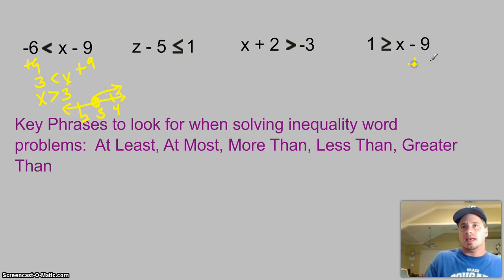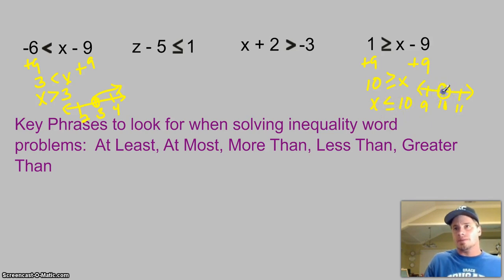Okay, I'm going to add 9 to both sides here, plus 9. I've got 10 greater than or equal to x. Well, let's flip this around and make it x less than or equal to 10. Okay, I'm going to graph this. I've got 10 here. I've got 11, and I've got 9. I'm going to circle, and I see that I have an equal sign there, so I have to color this in. And then x is less than, all the less than numbers are going to the left. It's a little squished up, but you get the picture.